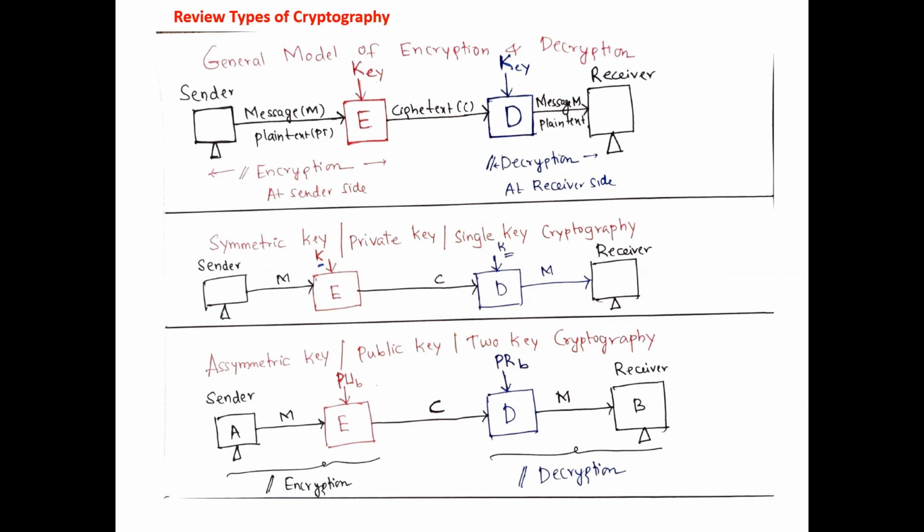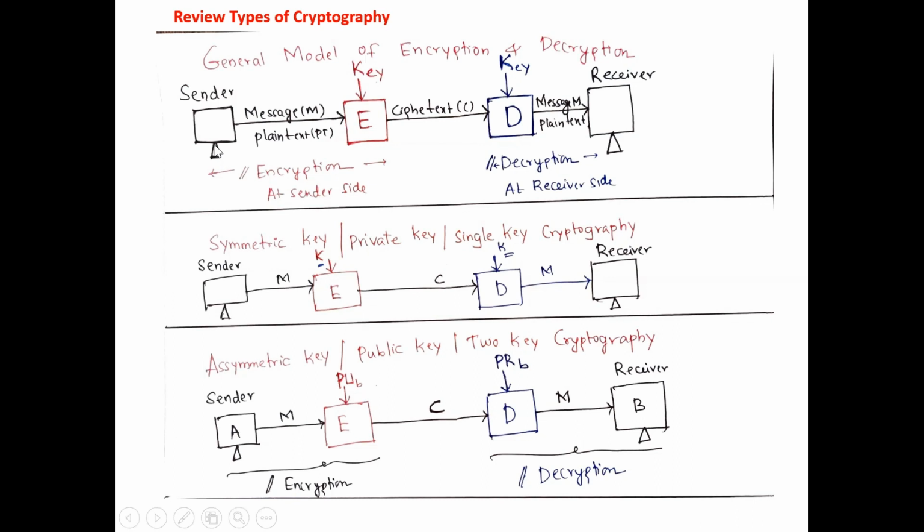Encryption is nothing but the process of converting the original message, which we call plain text, into some unreadable format called ciphertext. The process of converting plain text into ciphertext is called what? Encryption. And decryption is the reverse process of encryption, that is, conversion of ciphertext into the original message or plain text. That is called what? Decryption. Encryption happens at the sender side and decryption happens at the receiver side.